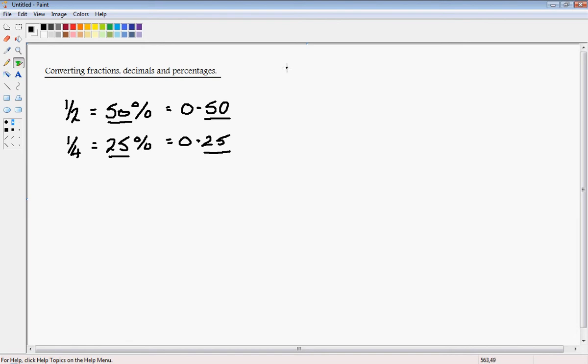So for example, if I have 87% and they said what's that as a decimal, we know that it's just these two numbers after the decimal point. If we have 23%, then that's going to be 0.23. It really is that simple.